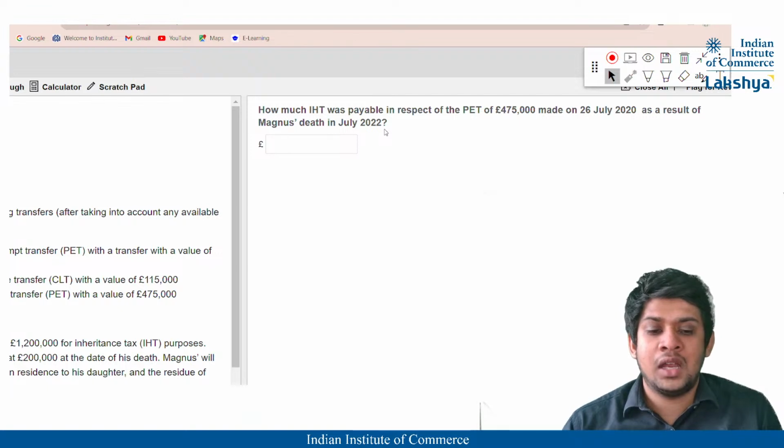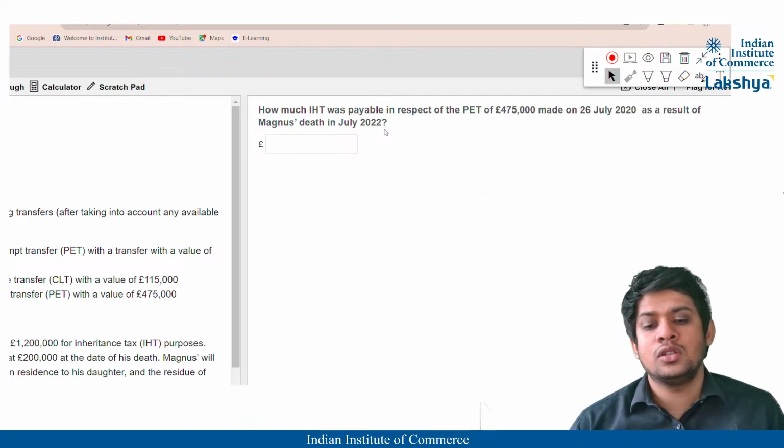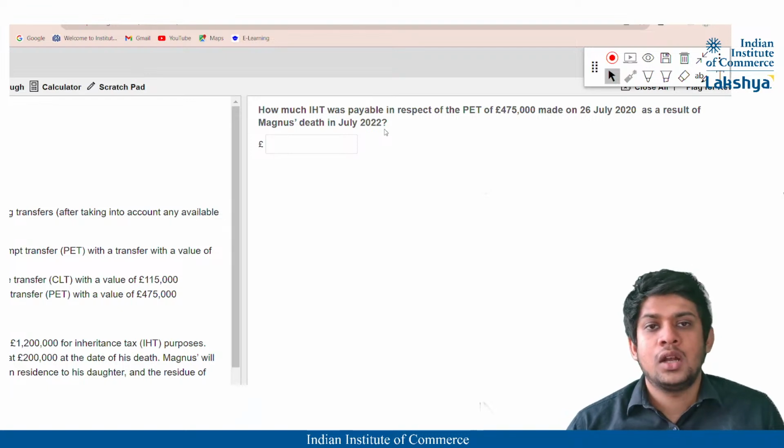So she has made a PET on 26 July 2020, whereas she died in July 2022. Right? So technically, within a period of 2 years, she has died. So this PET becomes chargeable.